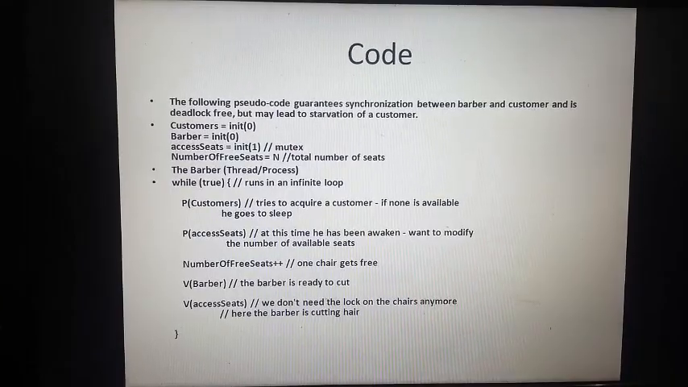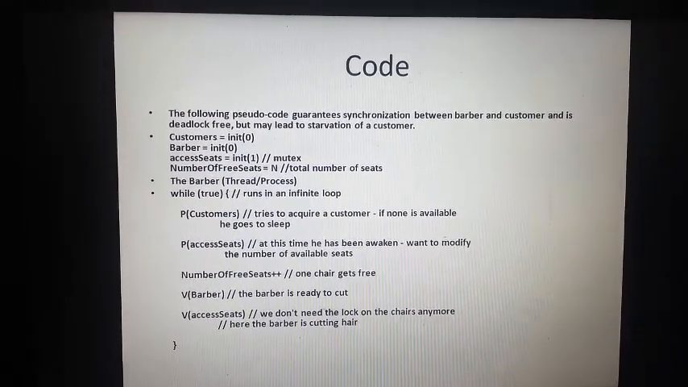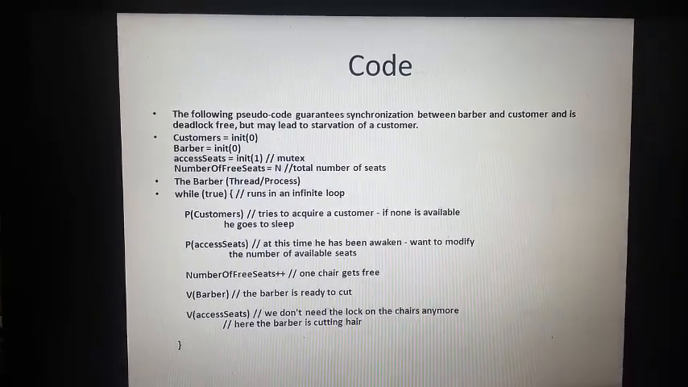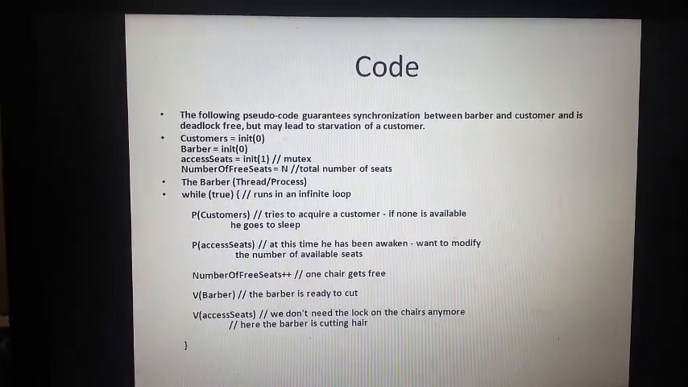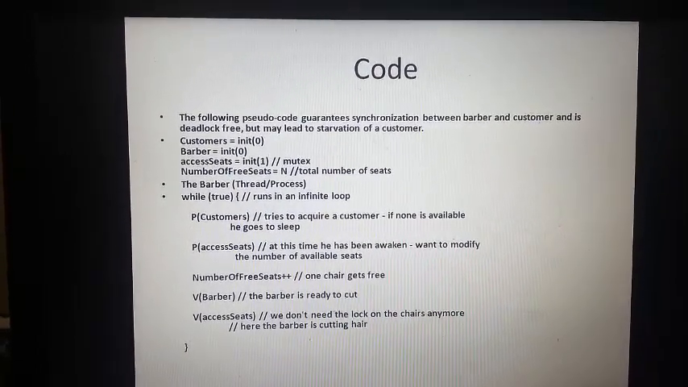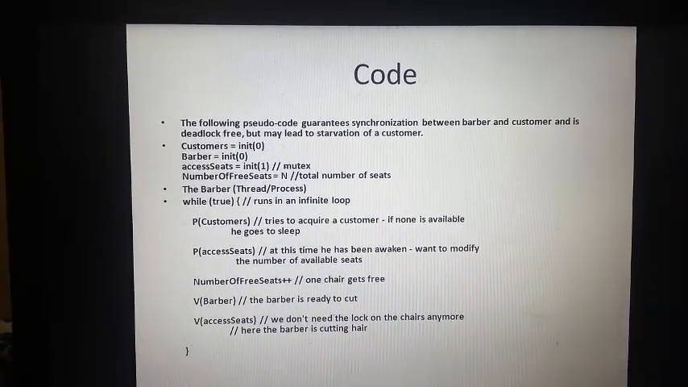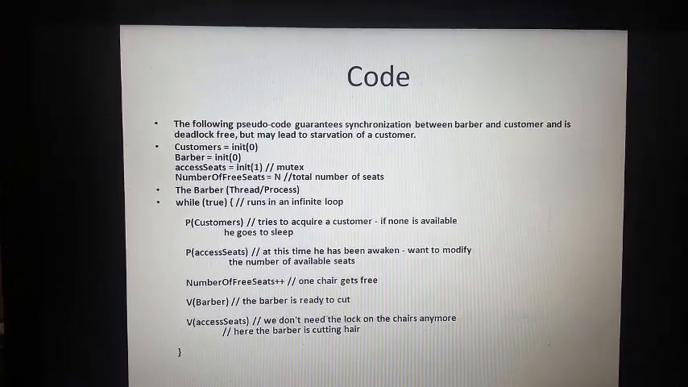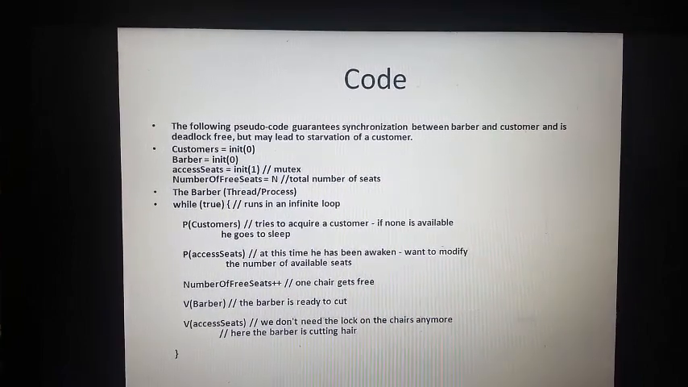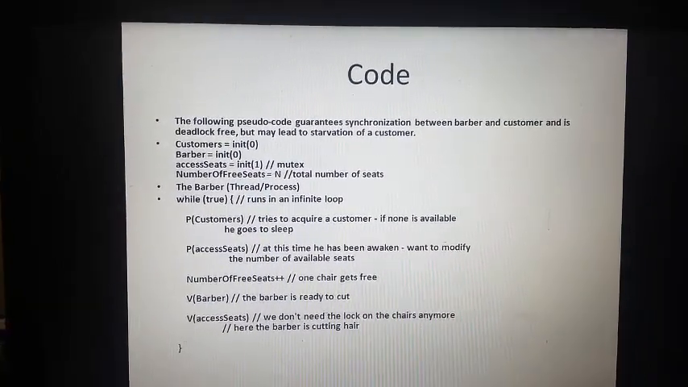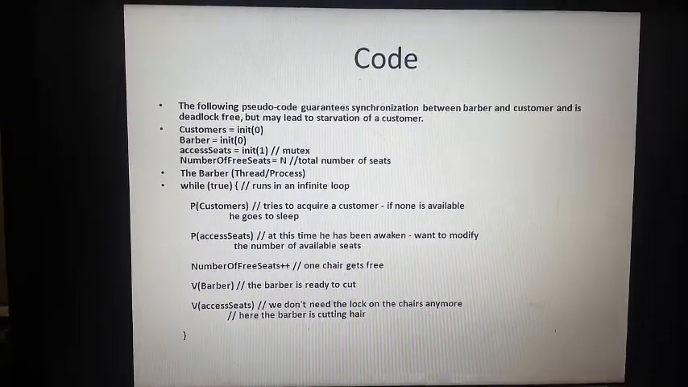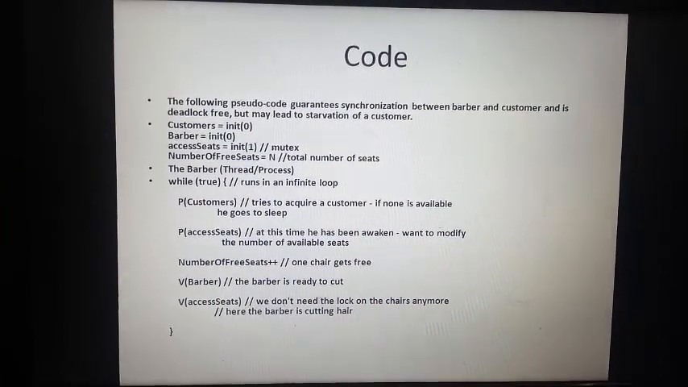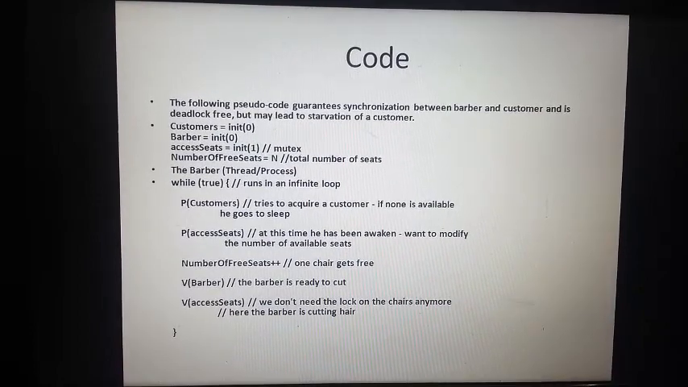Now I will explain the semaphore code to you. When the barber first comes to the shop, he looks out for any customers, calls P of customers. If there are none, he goes to sleep. Now when a customer arrives, the customer tries to get access to the access seats mutex. That is, he calls P of access seats, thereby setting a lock. If no free seat is available, he releases the lock, does a V of access seats and leaves the shop. If there is a free seat, he first decreases the number of free seats by 1 and he calls V of customers to notify the barber that he wants to cut. Then the customer releases the lock on the access seats mutex by calling V of access seats.